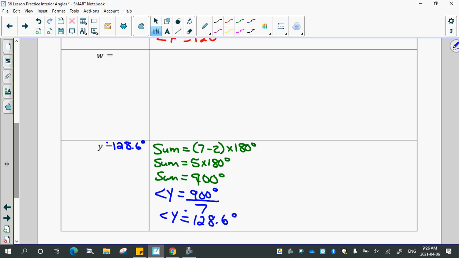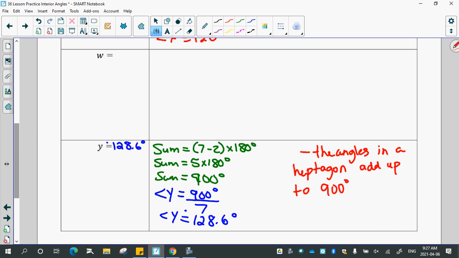And then your reasoning is going to be the angles. If you know it's called a heptagon, great. If you don't, you can just say a 7-sided polygon add up to 900 degrees. So that would be your geometric property. And I'm showing you a reason.